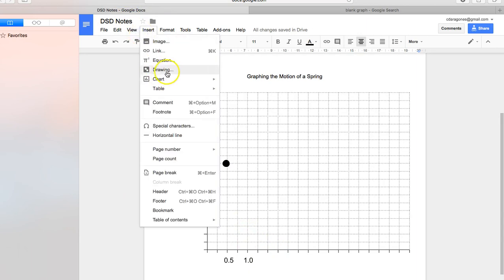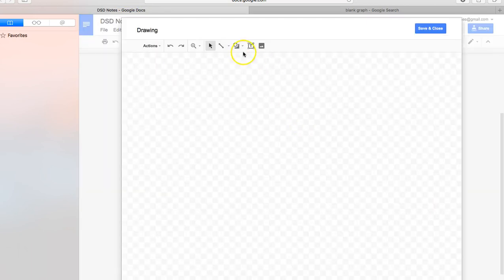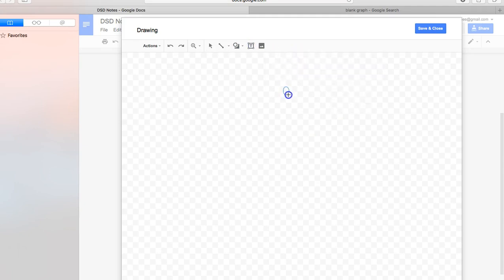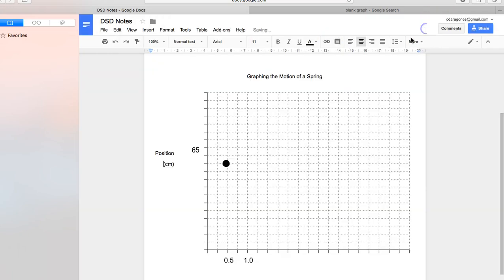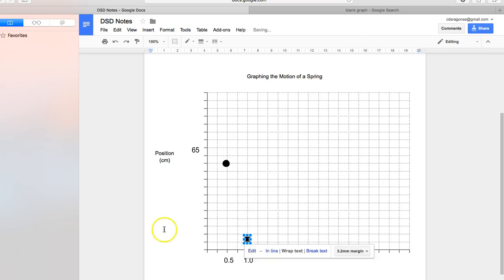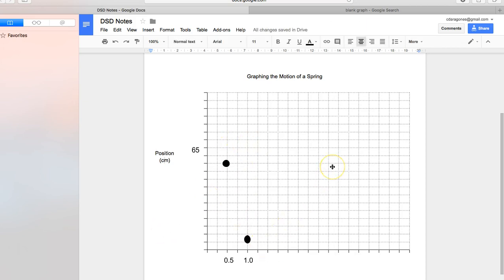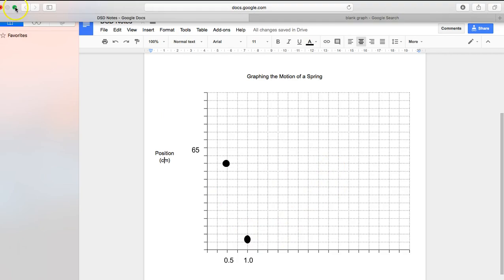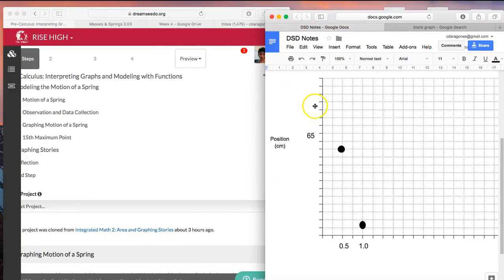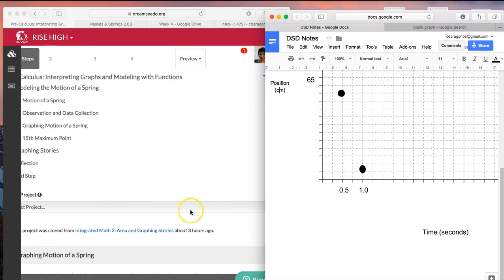So again, your data may be different depending on what you saw, how you recorded it. So don't feel like you have to copy mine. Graph the data that you had. So hopefully you have something in your notebook. Go ahead, graph the data, the dots of where your position was at every half a second. Take a picture of your graph and then upload it on Dream CEDU.